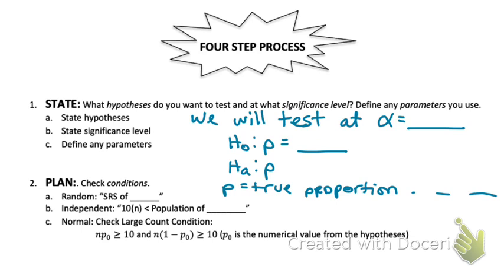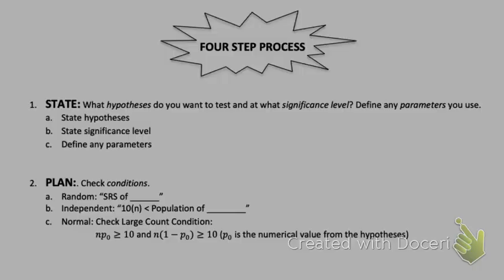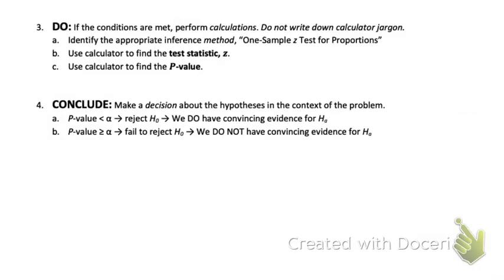Plan. Random, 10%, large count condition. Again, using your p naught, the claimed value, in your hypotheses. By the way, this is all on the front of this green sheet. On the green sheet, if it's in bold, that's what you would write down, basically. All right, cool. Under do, this is where we are going to plug things into the calculator. I'll show you that when we do our example. We're going to actually be given the z-test statistic and the p-value. And then we're going to make our decision based on the p-value and the alpha.